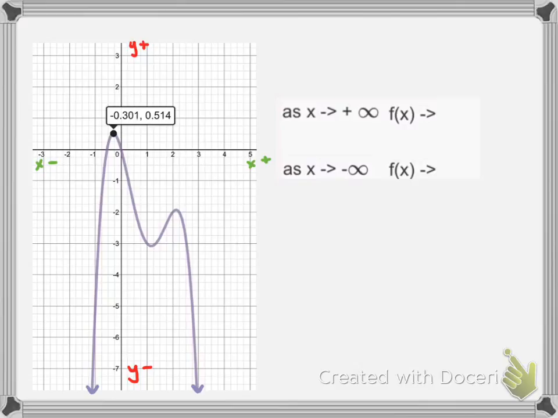Alright, again, these even graphs, which this is a negative even, they're extremely simple. Both your arms are down, which means both of these are going towards negative infinity.